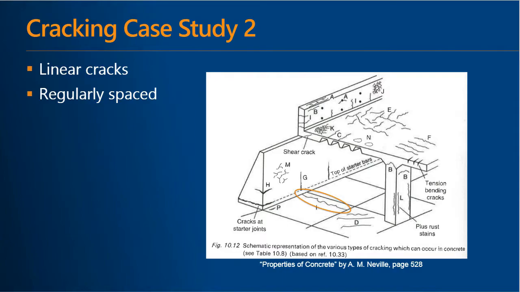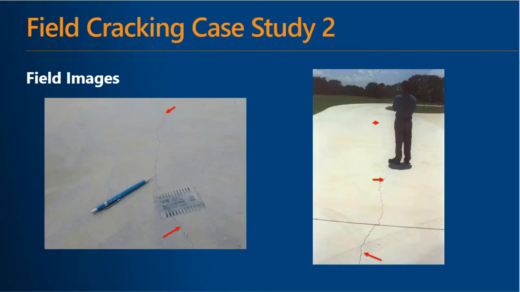shown on the image on the right here by the letter I. These cracks are usually regularly spaced on your concrete element. So when we start to look at some field images, you can see that these cracks generally appear tight. They're typically about 5 to 15 mils wide. They often have crisp edges, and they may or may not break aggregate particles, which again, you may not be able to see out in the field.